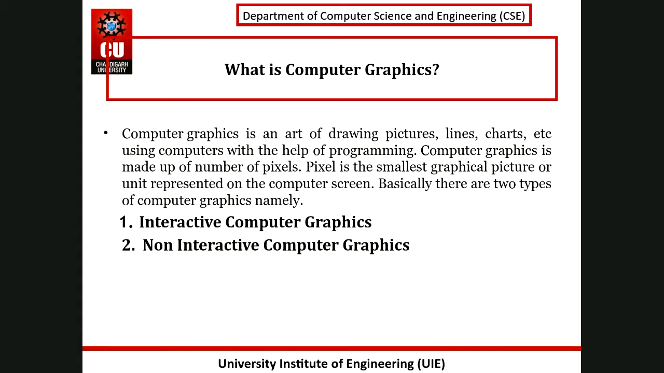So basically computer graphics involves various types of graphical techniques for generating, means with the help of computer graphics we can generate images. Next one is manipulating, we can manipulate these images. Third one is processing, we can perform some operations on these images. And the last one is representing graphics. What does representing graphics mean? We can represent these graphics on our computer screen. So this is the definition of computer graphics.